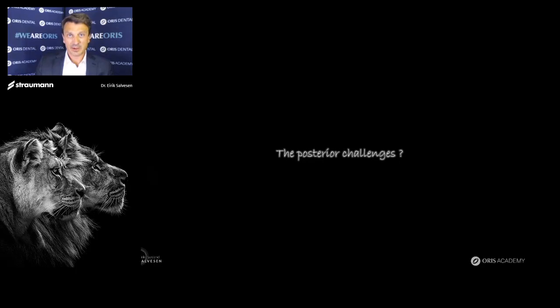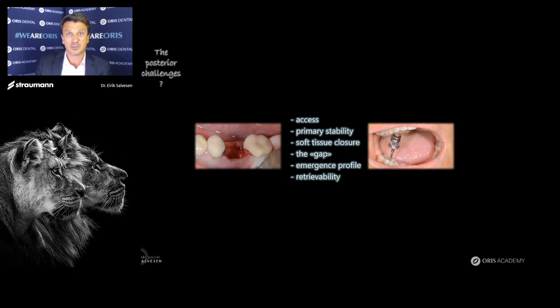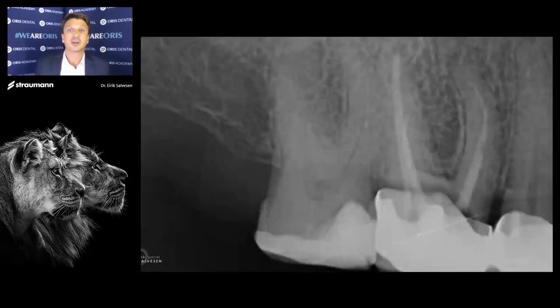When we deal with the posterior sites, we deal with different challenges than what we have in the anterior sites. What do you face to be the challenges in the posterior sites? Well, to me, I see access as one of them. So mouth opening capability of the patient is definitely one of them, no matter what procedure you're doing. The primary stability of an implant in the posterior sites could be challenging due to the fact that we have a different bone quality in many of these sites. The closure of the soft tissue, if you do an extraction of a large molar, it's difficult to close the soft tissue without raising a flap. And as a principle, I try not to raise flaps.